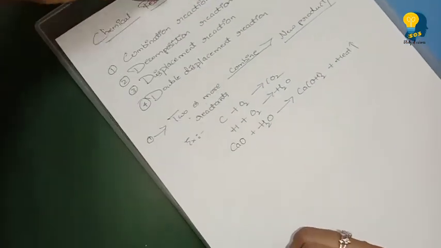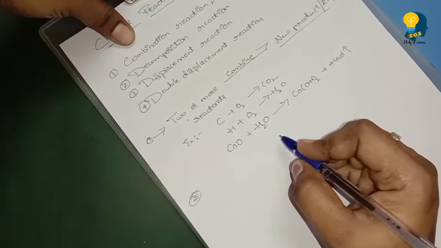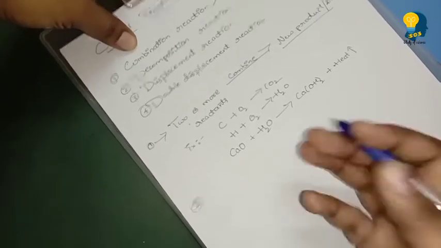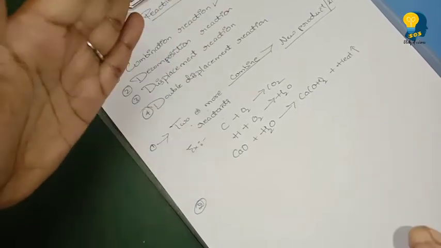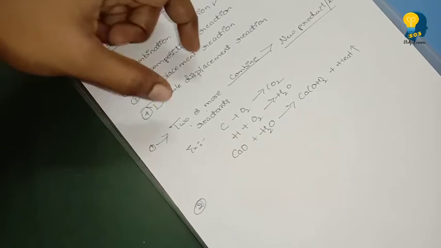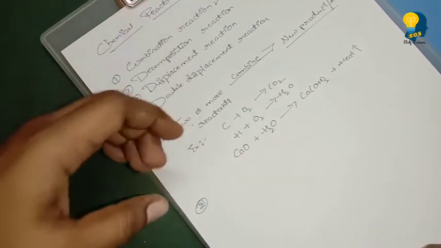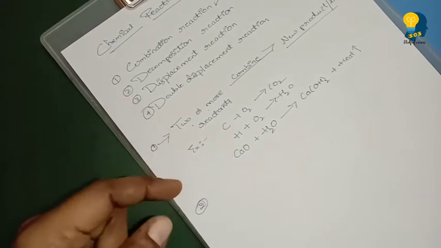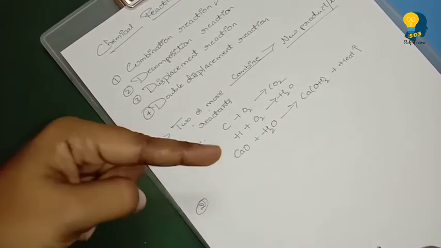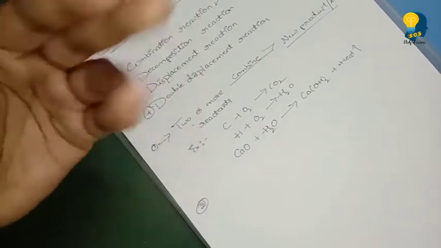Now let's move towards the second one, that is decomposition reaction. What is decomposition? How to define? Very easy, friends. Decomposition means, see, in the name only the answer is there. Reaction is undergoing decomposition. So in decomposition reaction, there will be only one reactant. This reactant undergoes decomposition to form two or more products.